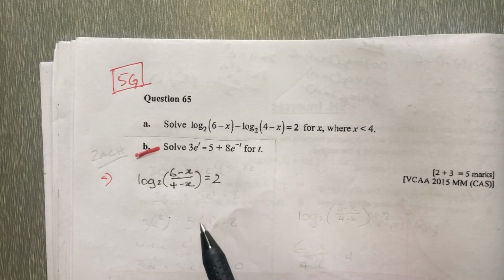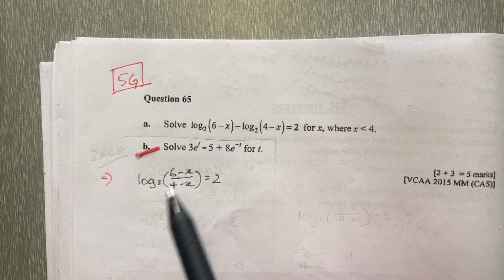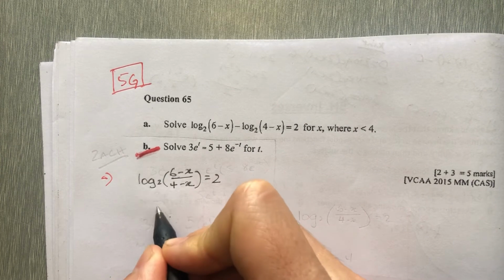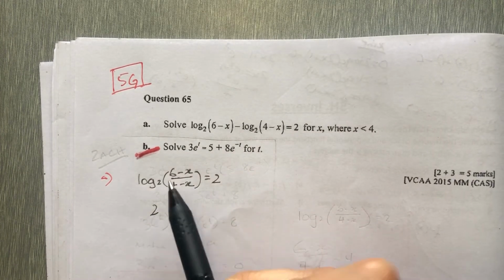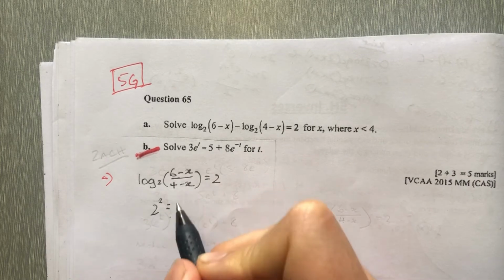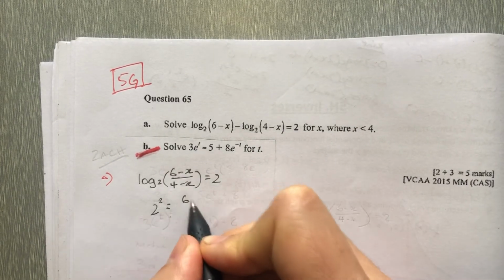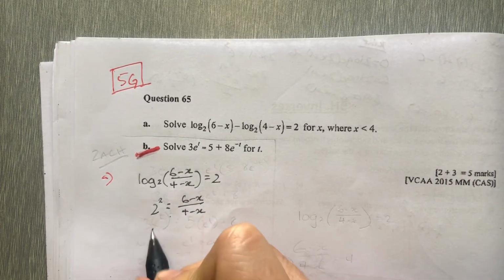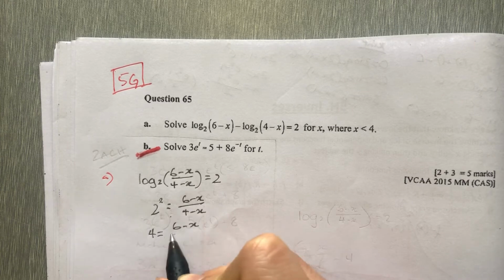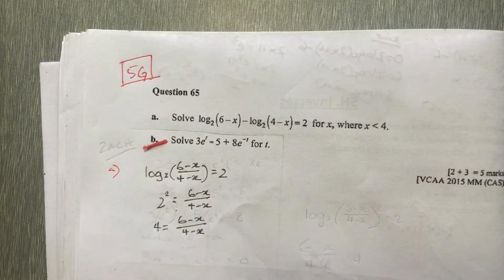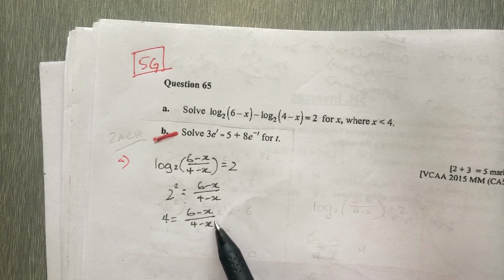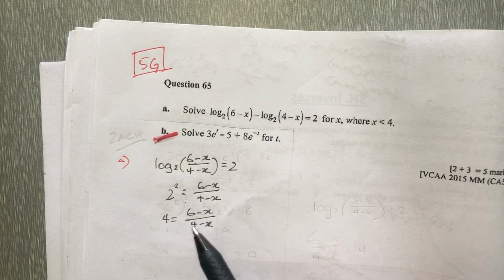Alright, now what I'm going to do right now is change it around to exponential, so I don't have this log anymore. If I change it around, the base 2 is still the base of the exponential, so it's going to become 2 squared equals whatever is inside here. So 2 squared is 4. But we sort of need to get those x's together. So what I might do is just times this side by 4 minus x and times that side by 4 minus x.